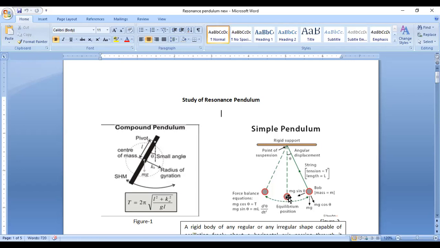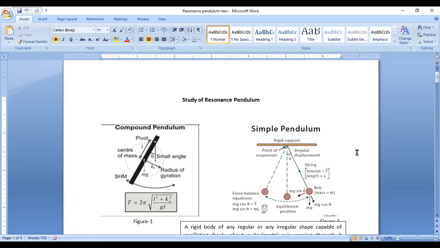In the case of a simple pendulum, you know that the periodic time depends only on the length of the pendulum, and the relation for the periodic time of a simple pendulum is T equals 2 pi square root of L by g, where L is the length of the pendulum and g is the acceleration due to gravity.